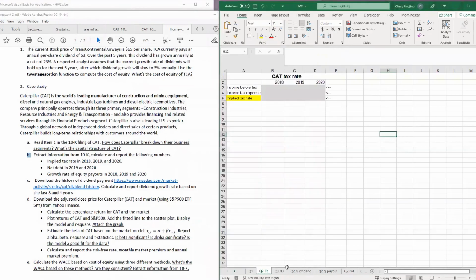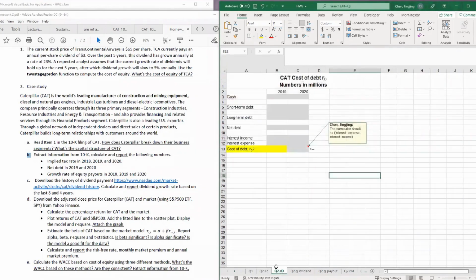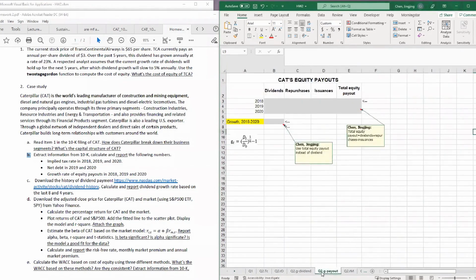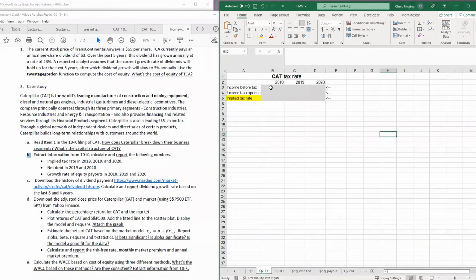So all this information is related to question 2: TC, which is the tax rate, and RD, which is the cost of debt, and G here for equity payout growth. You can see now we have nothing in this spreadsheet except for these years and variables. So I'll need you to go to the financial statement, the 10K, and find a specific item, input the number here, and do your calculation. Now I'll give you an example for calculating this tax rate.